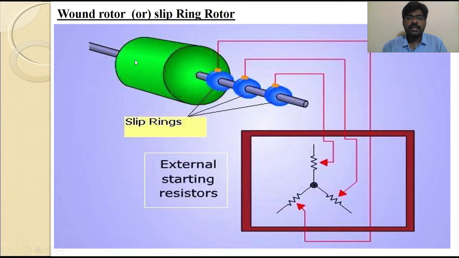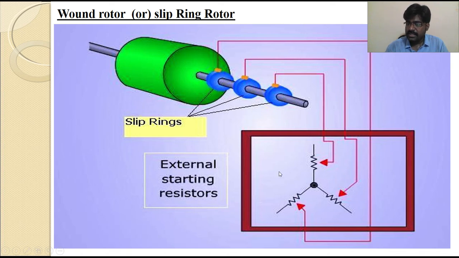This is another picture of the wound rotor or slip ring type induction motor. This is the rotor. Again you can see that it is mounted on the shaft. For more clarity, this is how the slip rings are mounted on the shaft. Through these slip rings we connect the external circuit. Here three resistance arrangements are there. These are the external resistors. This kind of facility is there in the slip ring motor. We can connect the external resistance.